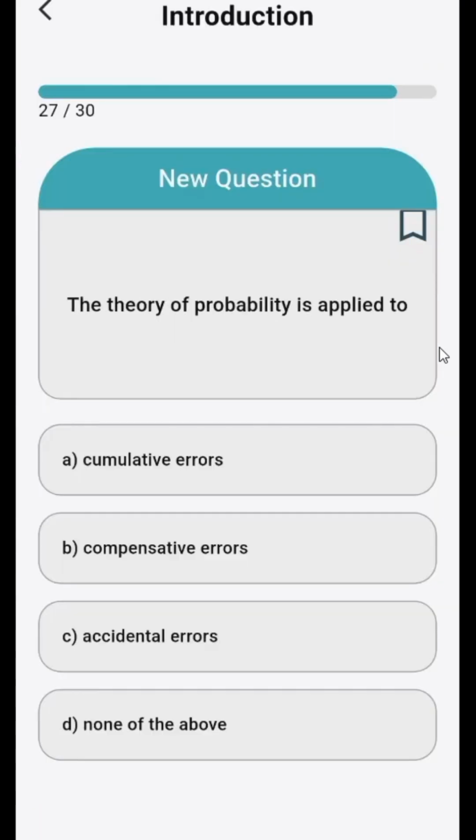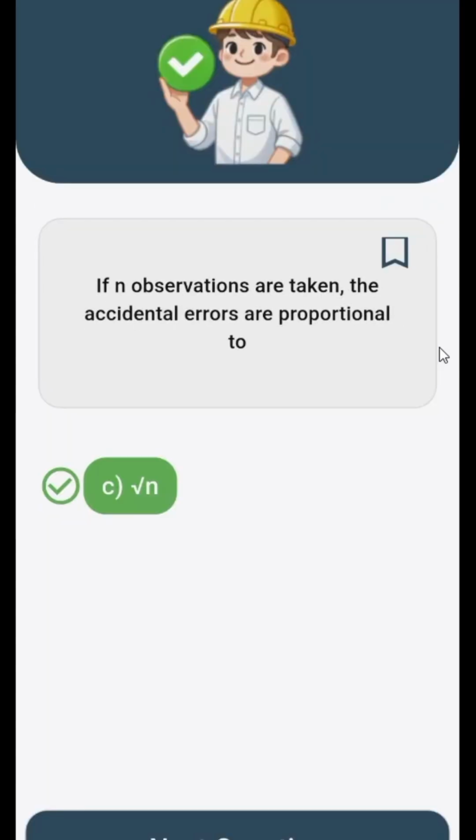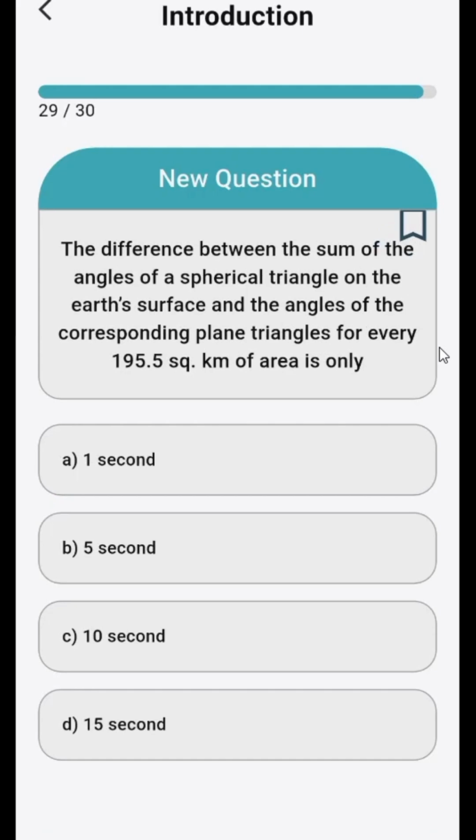The theory of probability is applied to (A) cumulative errors, (B) compensative errors, (C) accidental errors, (D) none of the above. If n observations are taken, the accidental errors are proportional to (A) n, (B) n squared, (C) square root of n, (D) 1/n. The difference between the sum of the angles of a spherical triangle on the Earth's surface and the angles of the corresponding plane triangle for every 195.5 square kilometers of area is only (A) 1 second, (B) 5 seconds, (C) 10 seconds, (D) 15 seconds.